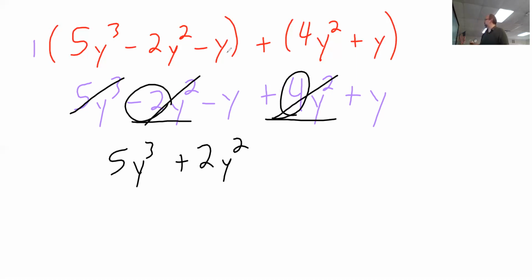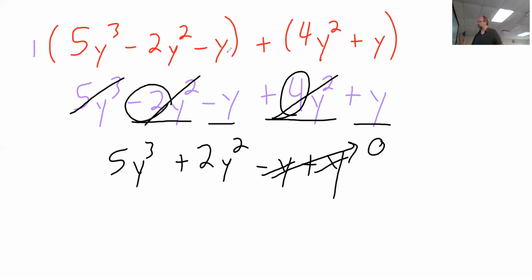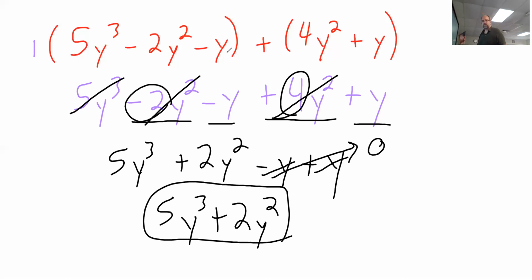And last but not least, we have these two terms: minus y plus y. It's the same but opposite, right? It's like doing minus 1 plus 1, which results in 0. Same thing for variables. It's minus y plus y, but together that equals 0. So our final answer is 5y to the 3 plus 2y squared, and that's your final answer.